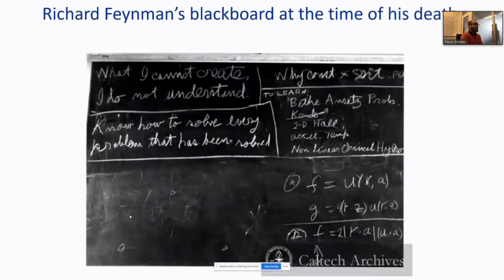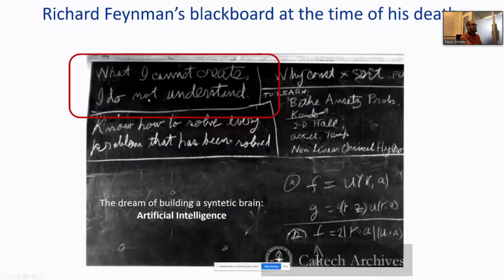I will just start with a picture that some of you might know because this is quite famous. Richard Feynman was a great physicist who was an extremely brilliant science communicator. Caltech has put his physics lessons online, just look at them, they're really entertaining. And this is the blackboard that he had in his office at the moment of his death. You see the quote that probably is the most famous attributed to him: what I cannot create, I do not understand.